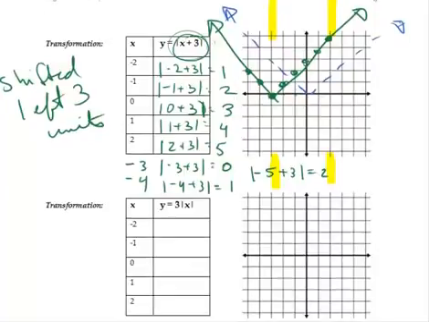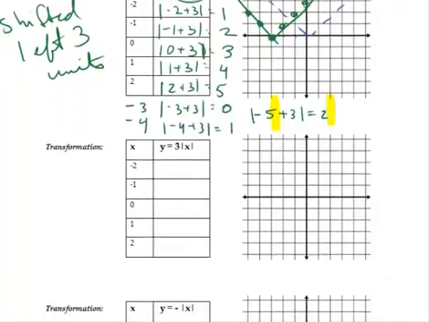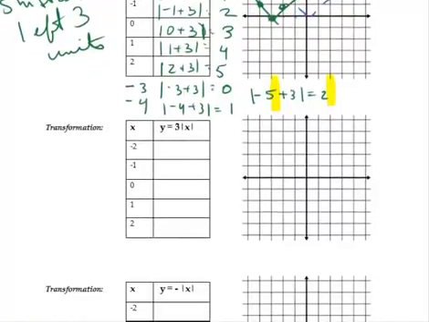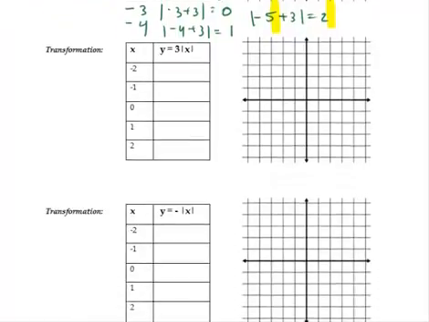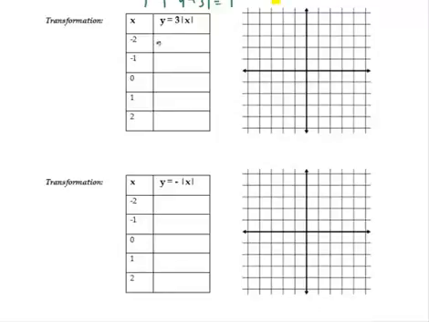Let's try the 3 in another position. We've seen it on the outside, we've seen it on the inside. Now let's see what happens when we put it in the very, very front. So for this one, 3 times the absolute value of negative 2. The absolute value of negative 2 becomes positive 2. 3 times positive 2 becomes 6.